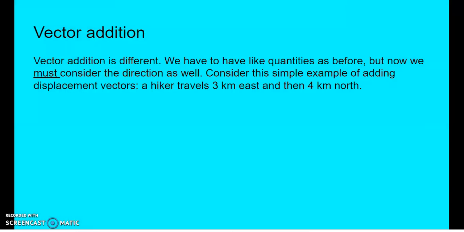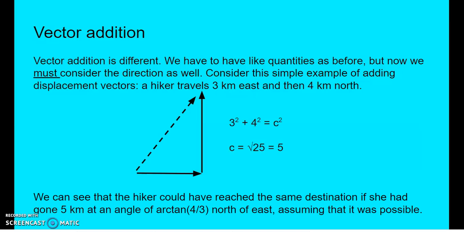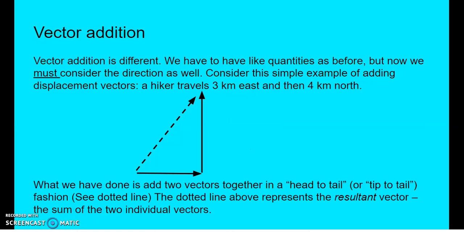If we're adding displacement vectors, let's say we've got a hiker traveling 3 kilometers east and then 4 kilometers north. We can do a head-to-tail or tip-to-tail diagram, and we can see that their net displacement is 5 kilometers. And they, of course, could have reached the same distance by traveling 5 kilometers at an angle of arctangent of 4/3 north of east, if that, in fact, were possible. So, again, what we did was add vectors in a head-to-tail or tip-to-tail fashion, and the dotted line is the resultant vector.